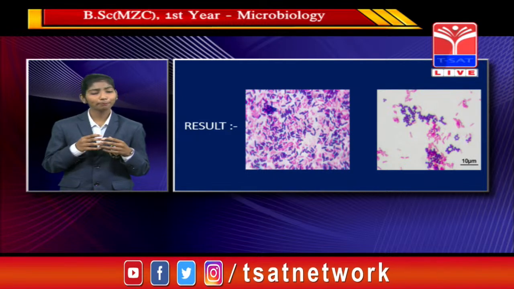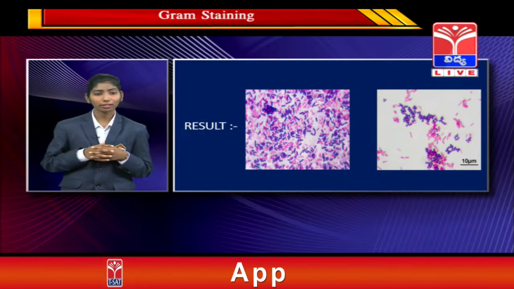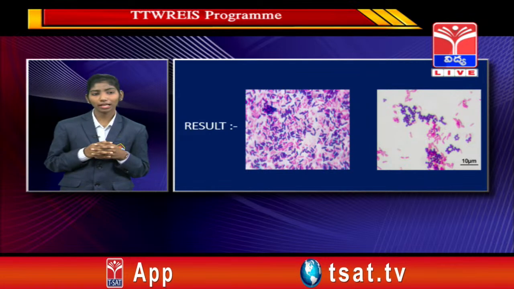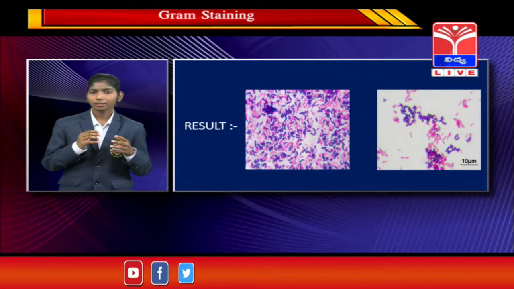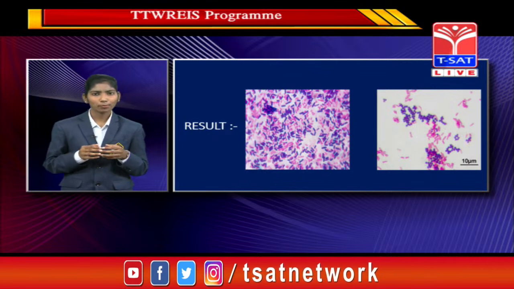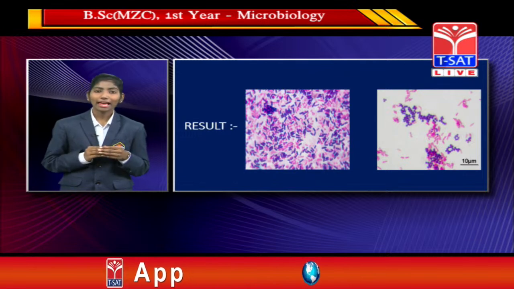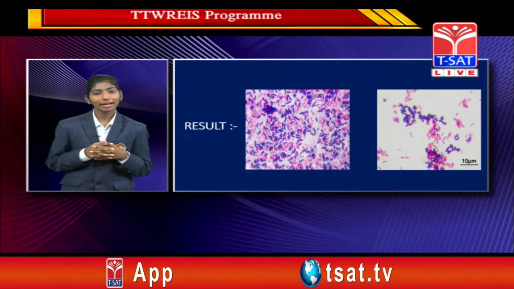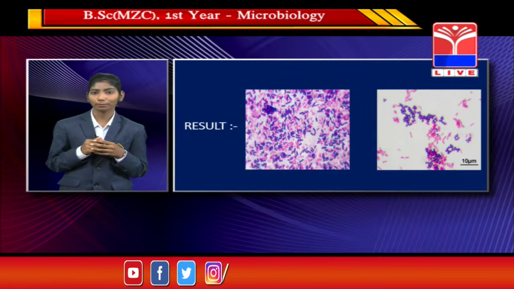So why do these gram-positive bacteria absorb purple color? It consists of a peptidoglycan layer. In gram-positive bacteria, this peptidoglycan acts as a permeability barrier. Barrier means it can stop things. So this barrier can prevent the loss of the crystal violet iodine complex.